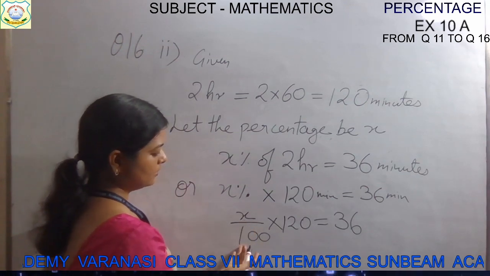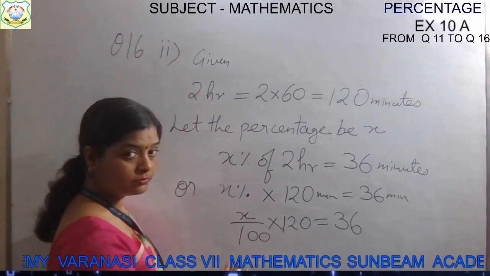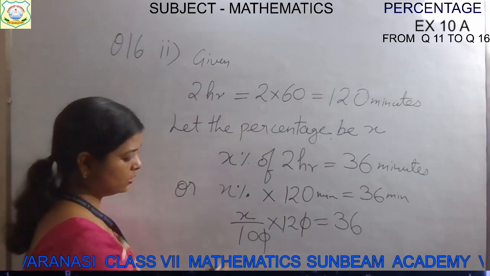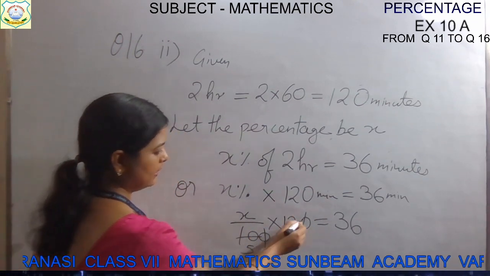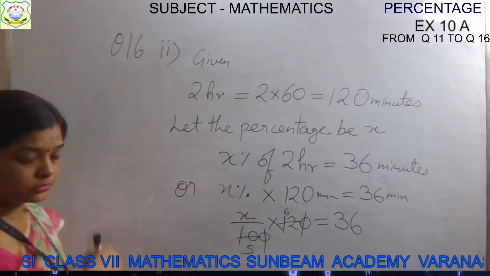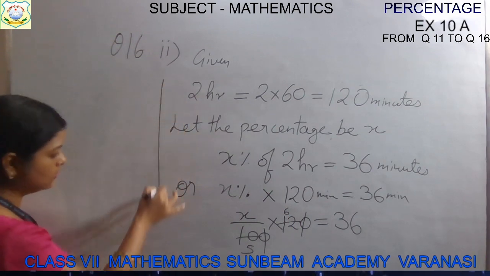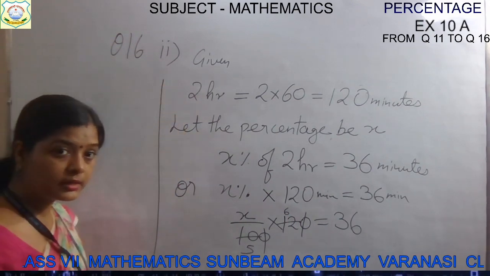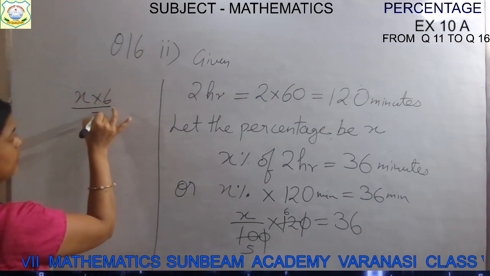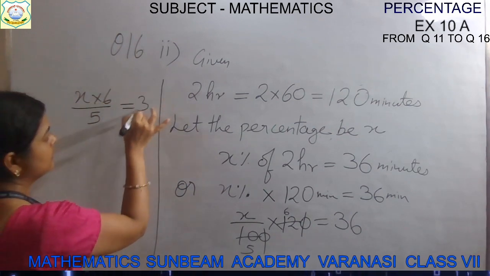Now, what will we do? We will solve now. 0 and 0 will cancel out. 2 5s are 10 and 2 6s are 12. So what is left? I am solving on this side. Is it straight? Yes. X into 6 upon 5 is equal to 36.